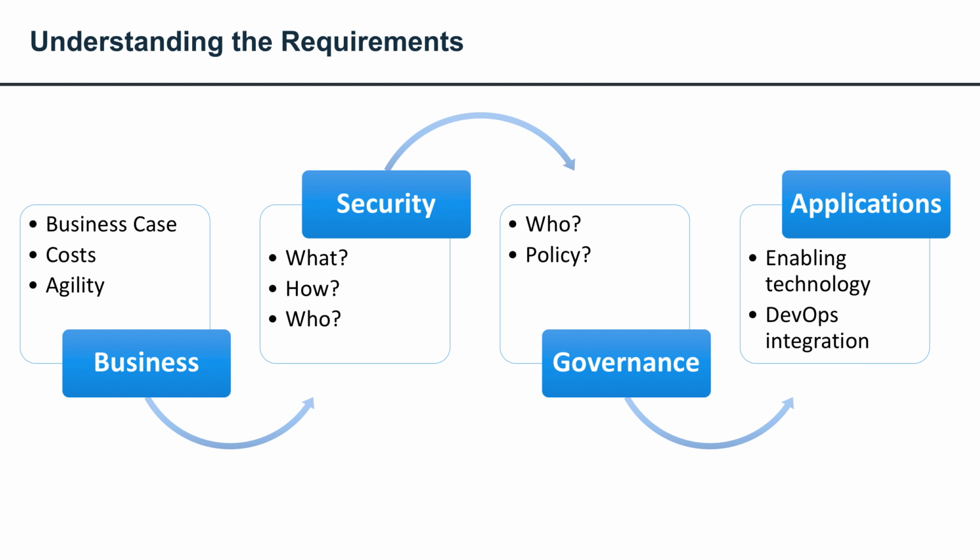Then applications. What enabling technology are we going to leverage? DevOps and integration. This is obviously a much broader topic, but we need to understand what the applications are going to do. In other words, how we're going to leverage DevOps or other approaches to dev test to build and deploy the applications. And then finally, the enabling technology, the platforms, the clouds, private or public, that we need to leverage to ensure that the applications are going to be successful.